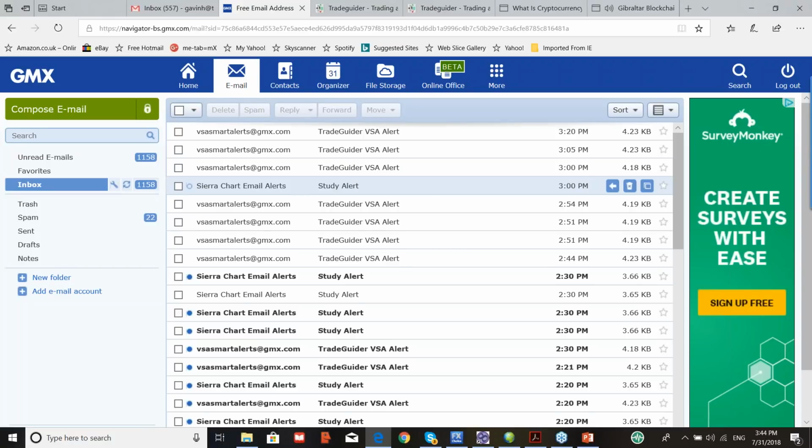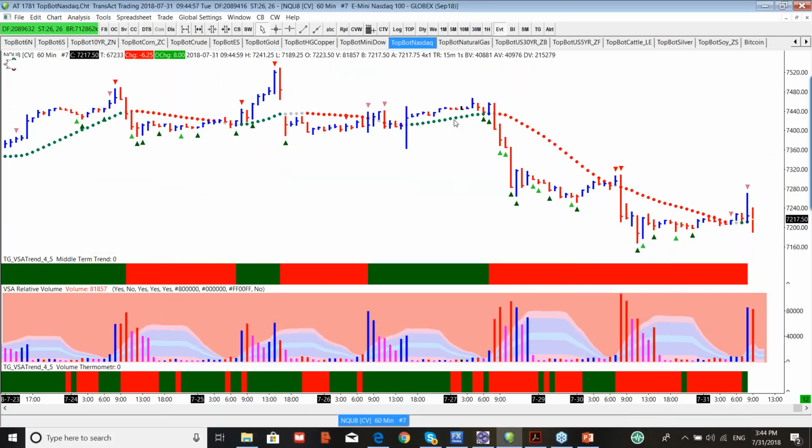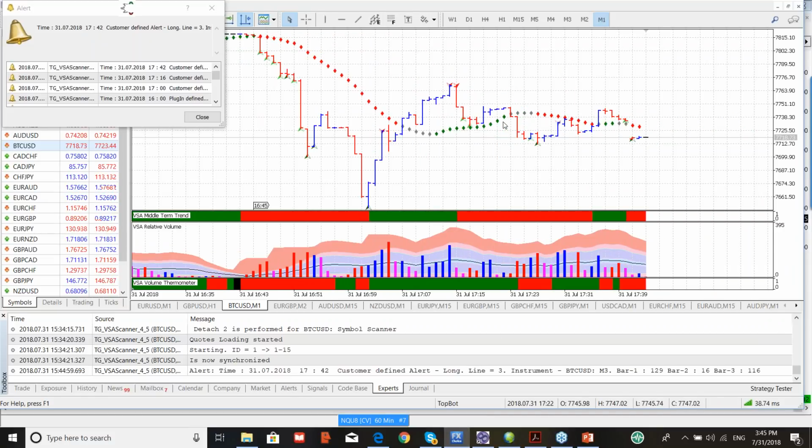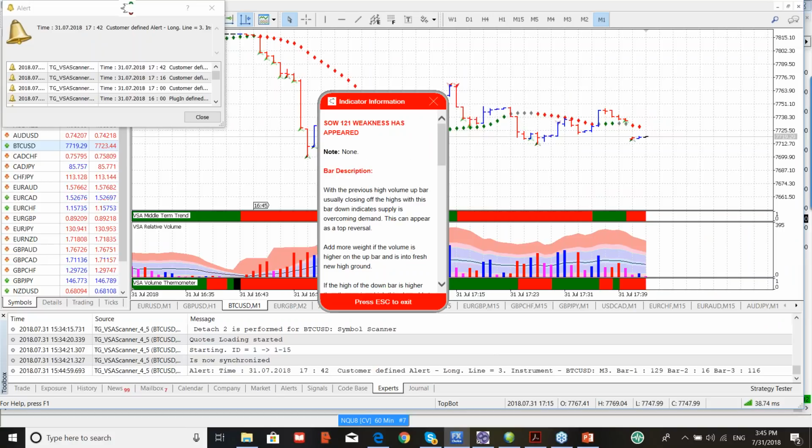Right, let's just see if there's any more questions. Okay. All right, so Bitcoin, just looking at this here, there's the weakness, which is 121, which is one that alerts, and it's just gapped down now back into this area. So still looking weak, still looking like it wants to come down lower.